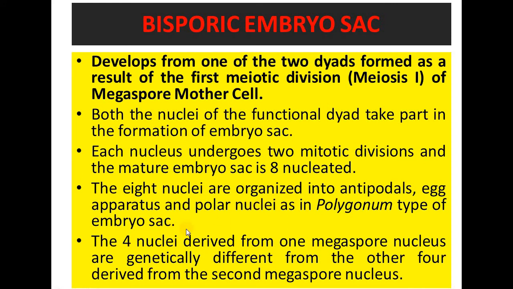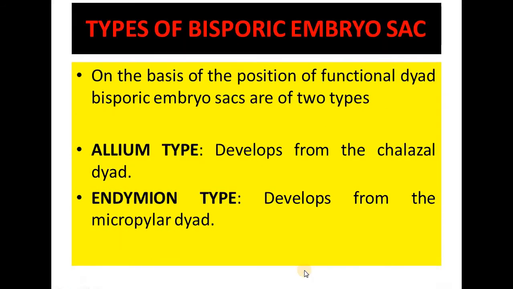The 8 nuclei are organized into antipodals, egg apparatus, and polar nuclei as in the polygonum type of embryo sac. The 4 nuclei derived from one megaspore nucleus are genetically different from the other 4 derived from the second megaspore nucleus. Now, on the basis of the position of the functional dyad, bisporic embryo sacs are of 2 types, because the dyad which is active and which is degenerated may be towards the chalaza or towards the micropyle. So on that basis, we can divide the bisporic embryo sac into 2 types.